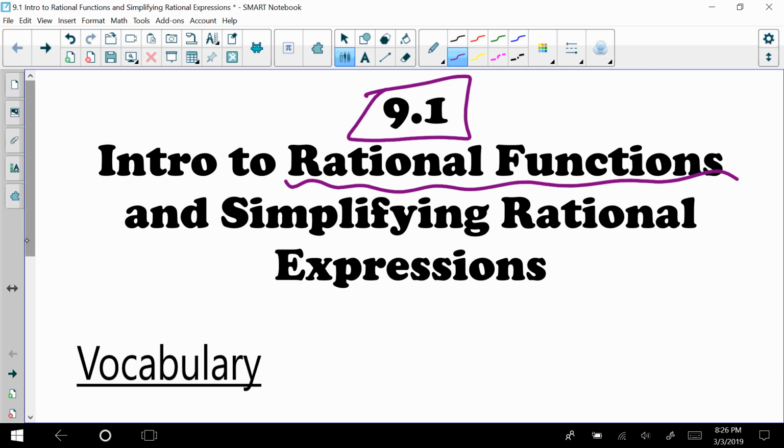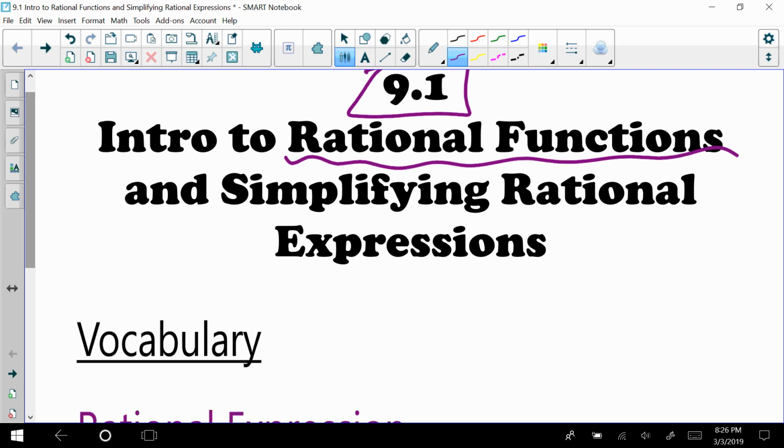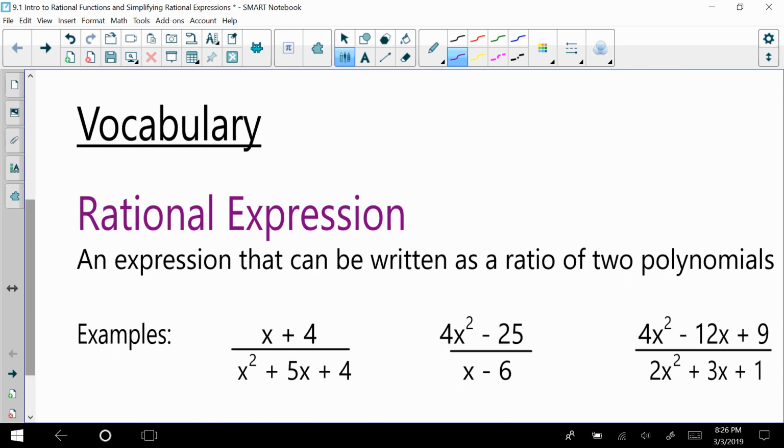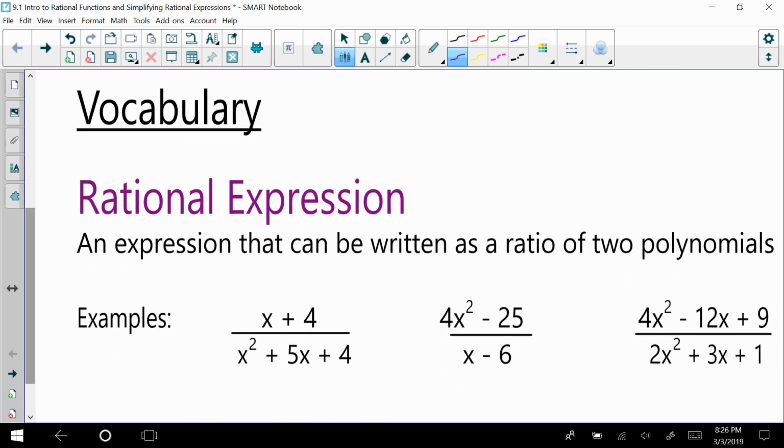Okay, so here we're going to start dealing with rational functions. Well, we should probably figure out what a rational function is. Now would be a great time. Pause the video, get everything written down on the screen.